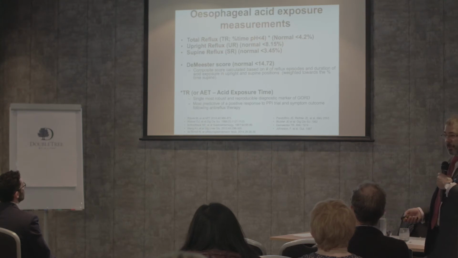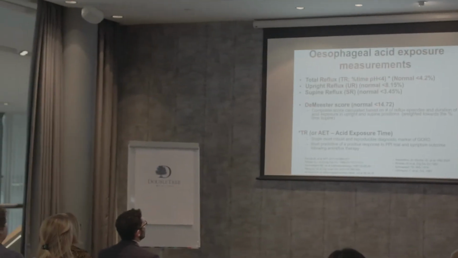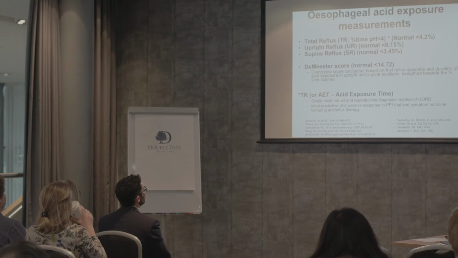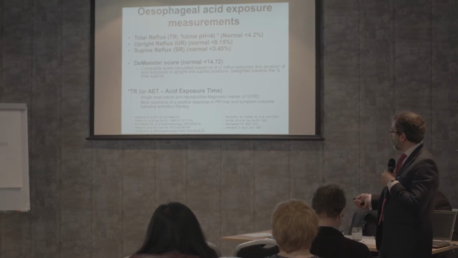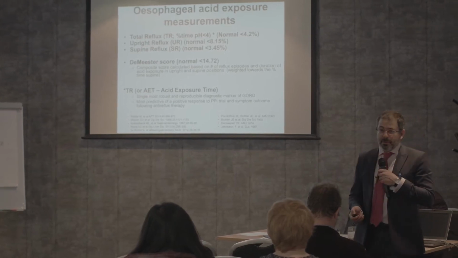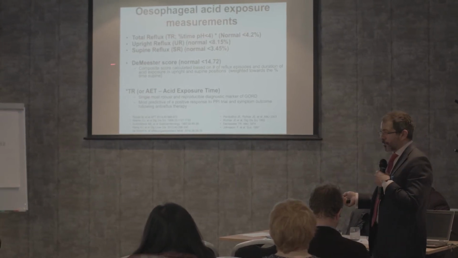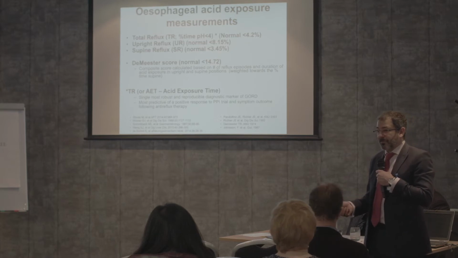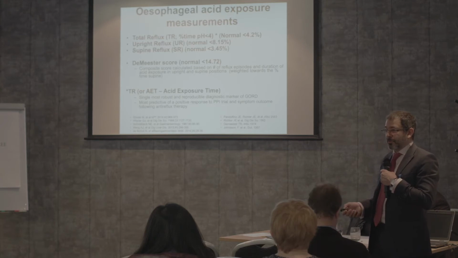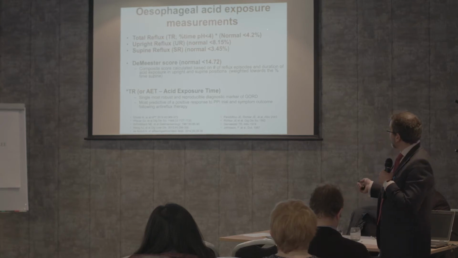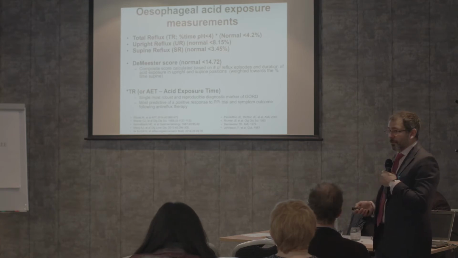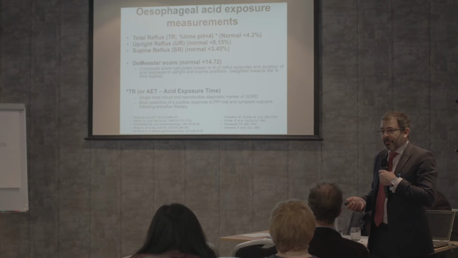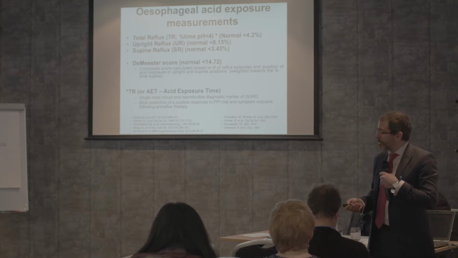And there are lots of normal values out there. The most common is here: total reflux, in other words, acid exposure time. This is the most robust and reproducible diagnostic marker of reflux disease, not the Demeester score. The Demeester score helps. It's a nice thing that surgeons like to describe, but ultimately the most robust measure is total reflux. However, 4.2%. Does that mean 4.3 is abnormal, 4.1 is normal? And why 4.2? It just doesn't make sense.